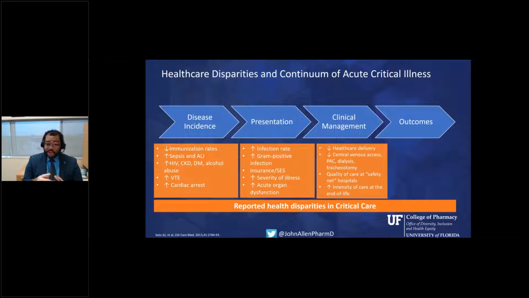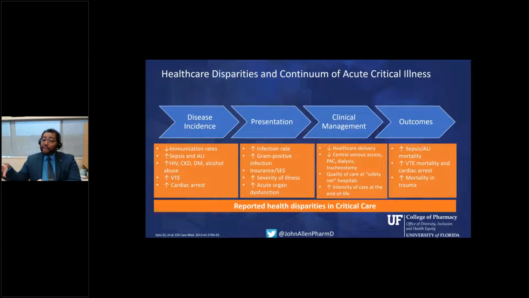And the data would suggest a decreased quality of care and financial constraints at safety net hospitals, which oftentimes serve communities of color. And then in terms of clinical management, we see increases or higher intensity of care at the end of life for racial and ethnic minorities as compared to non-Hispanic white patients. And then outcomes. And so increases in sepsis and ALI, excuse me, acute lung injury mortality. We've seen increases in VTE mortality and cardiac arrest, and increases in mortality in trauma patients among racial and ethnic minorities as compared to non-Hispanic white patients.